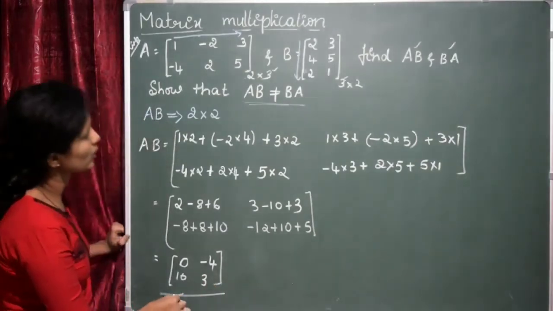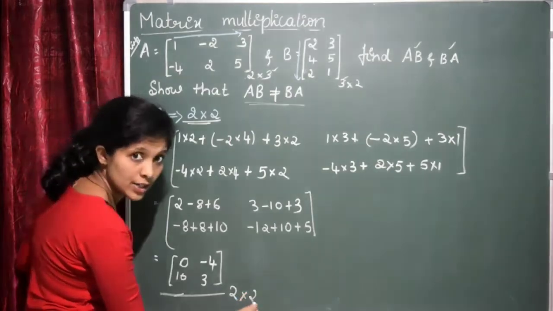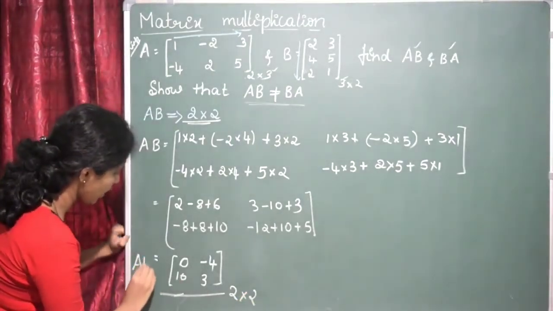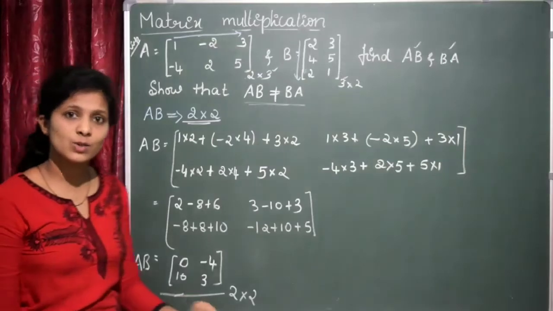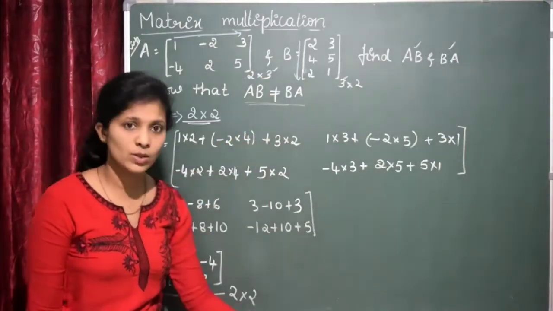We have to find the matrix of order 2 by 2. Understood? So we got the matrix AB of order 2 by 2. This is not completed, right? This problem is not completed. Now you have to find BA. Place is not there, so I will erase this one.